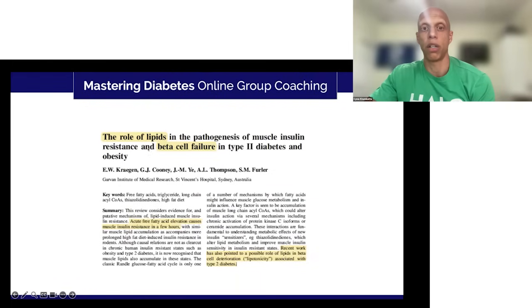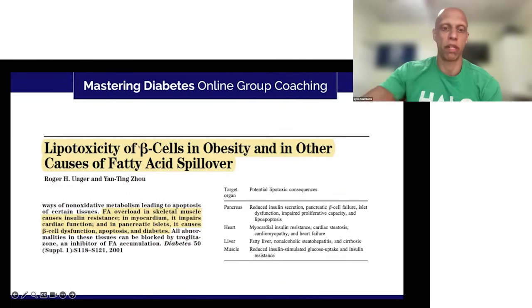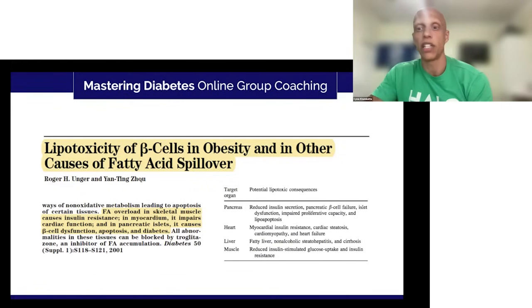Okay. And so again, if you travel into the literature, you'll see this says role of lipids in causing beta cell failure in type 2 diabetes and obesity. Okay. So they cause the pathogenesis of muscle insulin resistance, which leads to beta cell failure. Lipotoxicity, that's the name of this process. Lipotoxicity of beta cells causes fatty acid spillover. Huge, huge, huge problem. And this right here is what leads to a whole bunch of problems.